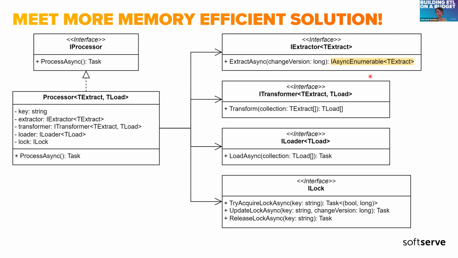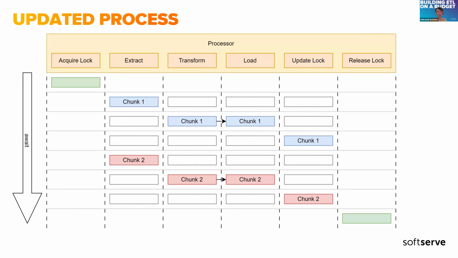Extractor now returns an async enumerable instead of a collection. The idea is that the connection to the source will be kept open and the processor will extract new chunks of data when needed. This will limit memory consumption while not compromising performance. Next, let's look at the updated process. First, we acquire the log and latest process change version. Next, we enumerate the async enumerable acquired from the extractor until we get enough records for one chunk. The chunk is then transformed and loaded, and the log is updated. It ensures that even if failure happens during processing of the next chunk, we will not retry from the beginning. After processing all the chunks, we release the log.